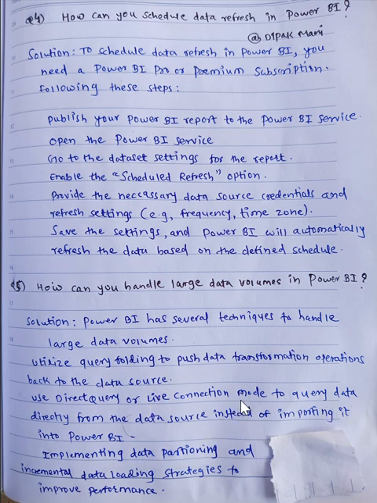So when big data sets are present, at that time we use DirectQuery mode or live connection mode rather than the import mode. Next is implementing data partitioning and incremental data loading strategies to improve performance. For that we use incremental refresh and aggregation of data. That strategy we use to minimize handling of the large data volumes in Power BI.